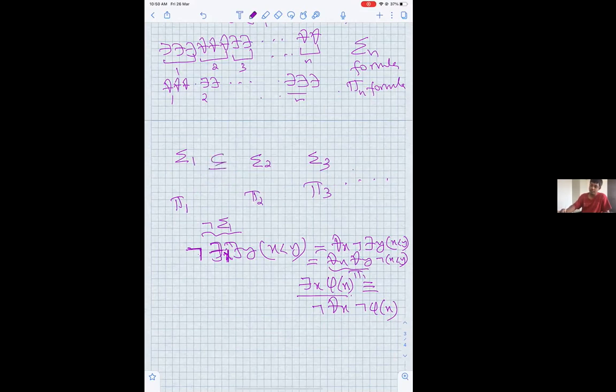Okay, so right now we know this. Sigma 1 is a subset of sigma 2, sigma 2 is a subset of sigma 3. Similarly, pi 1 is a subset of pi 2, pi 2 is a subset of pi 3, and so on. Now, sigma 1 is a subset of pi 2. Why?